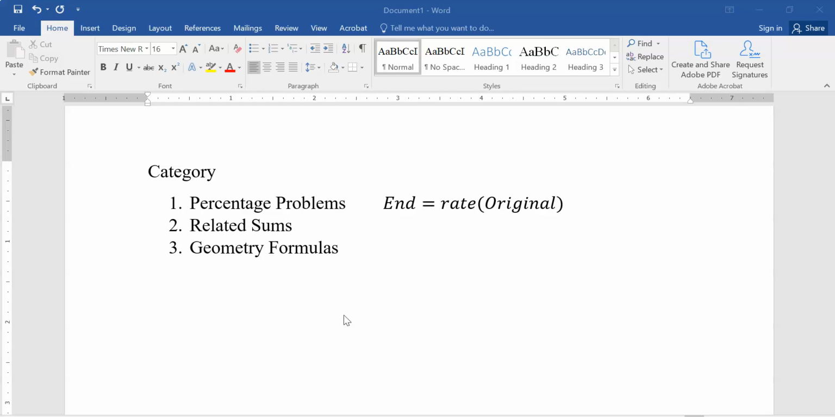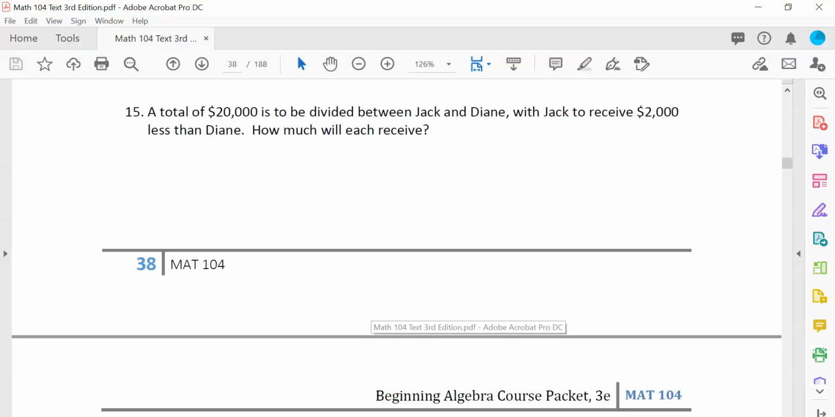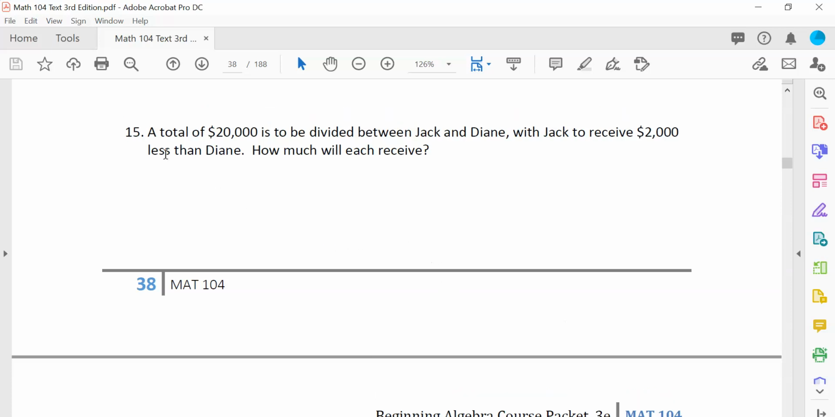So we talked about in the last video these percentage problems. In this video, we're going to talk about related sums problems, or what I'm calling related sums problems. Now, you can see an example of a related sum problem on these instructor-led problems, number 15 here.